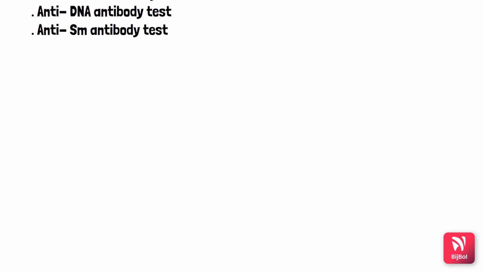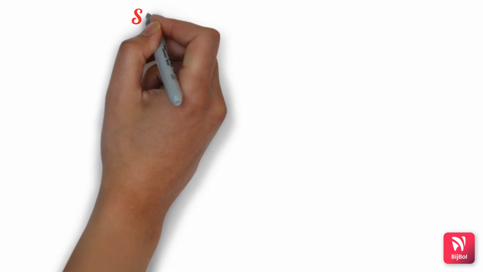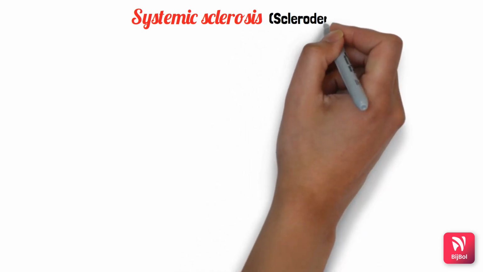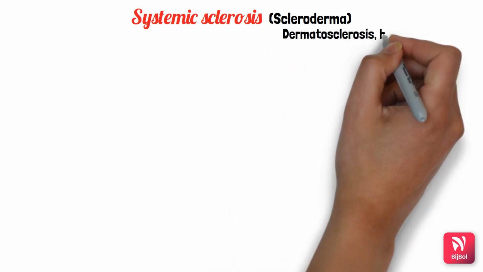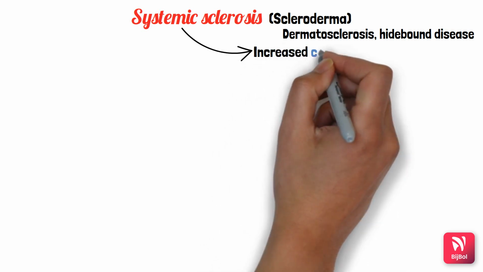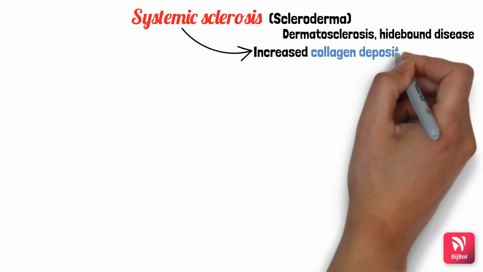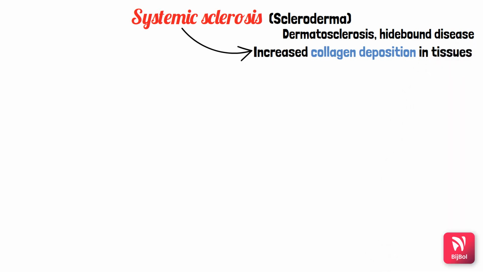Now let's move into the third disease, that is systemic sclerosis. Systemic sclerosis is also called scleroderma, as well as dermatosclerosis or hide-bound disease. These are the various names of systemic sclerosis. The main problem behind this disease is increased collagen deposition in tissues. Because of increased collagen deposition, it results in sclerosis, and they call it systemic.